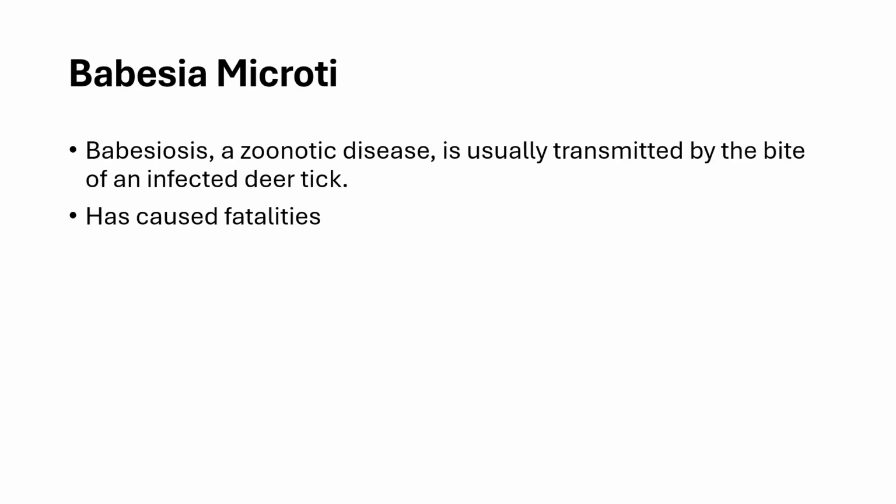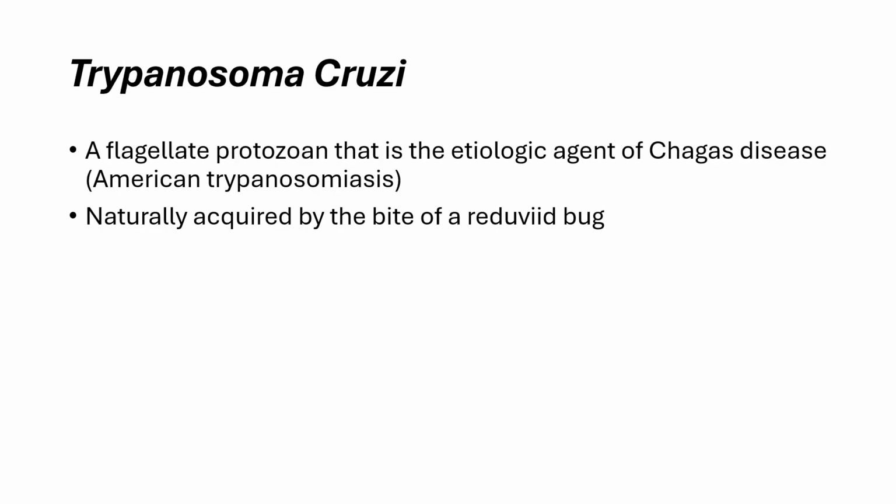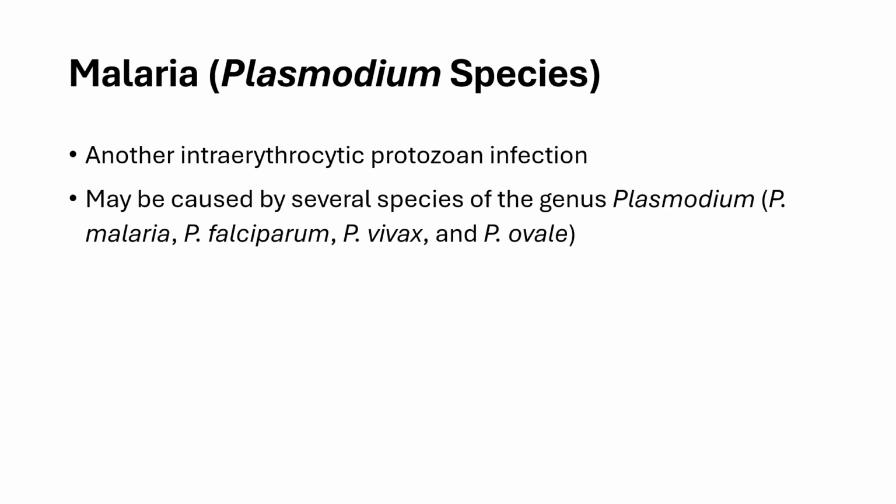Babesiosis is a zoonotic disease typically transmitted through the bite of an infected deer tick, and it has been associated with some fatalities. Trypanosoma cruzi is a flagellate protozoan and the causative agent of Chagas disease. It is naturally transmitted through the bite of the Reduviid bug. Malaria, especially from Plasmodium species. So this is an intra-erythrocytic protozoan infection, which is caused by several species of the genus Plasmodium.